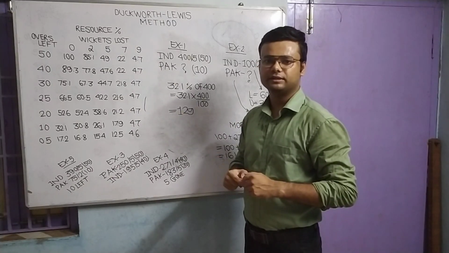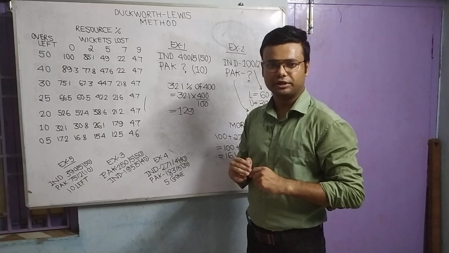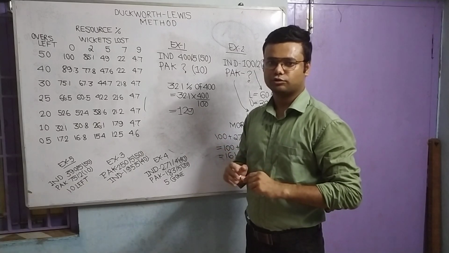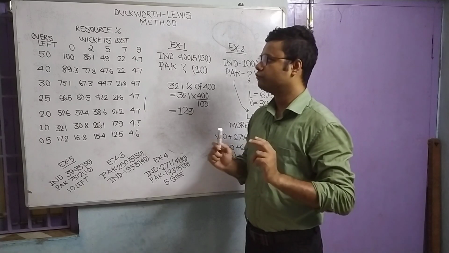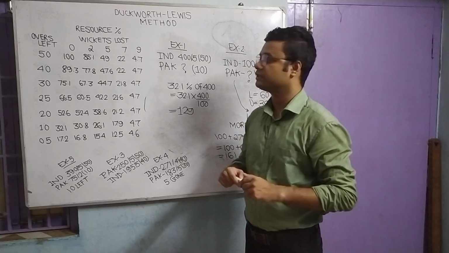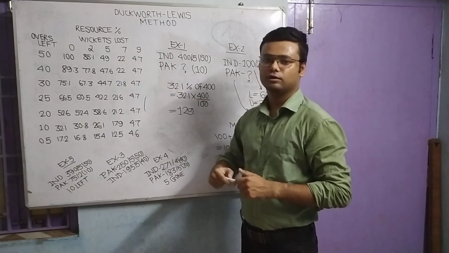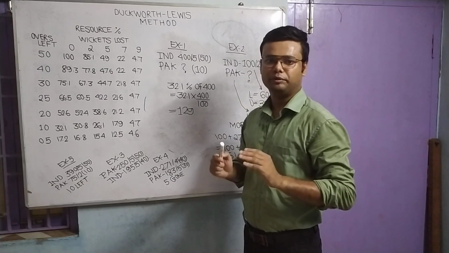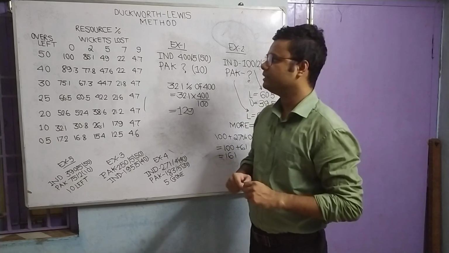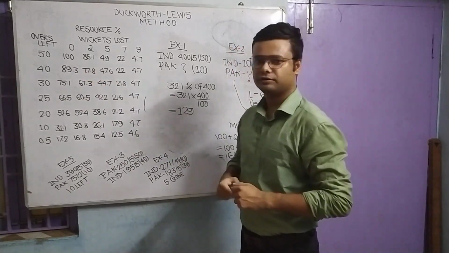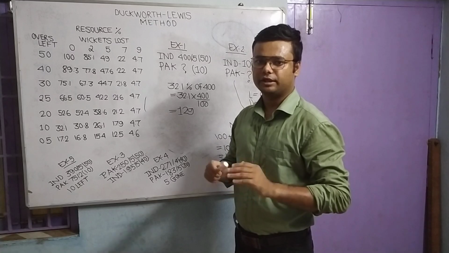Resource percentage means run making capability of a team. So run making capability of a team depends on two factors, that is number of overs left and wickets lost. In a 50 over game, maximum resource percentage left for a team is 100 if it does not lose any wickets.